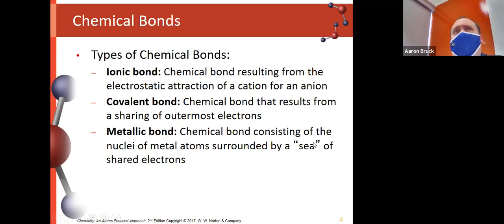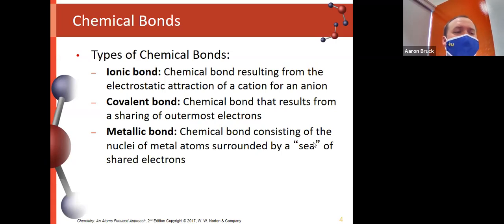When it comes to chemical bonding, there are three primary types of chemical bonds. There are ionic bonds, bonds that are formed by charged particles being attracted to each other based upon opposite charge, a positive charge attracting a negative charge, and the electrostatic attraction that exists between those two. There are covalent bonds. Covalent bonds are bonds that result from the collective sharing of electrons in atoms.